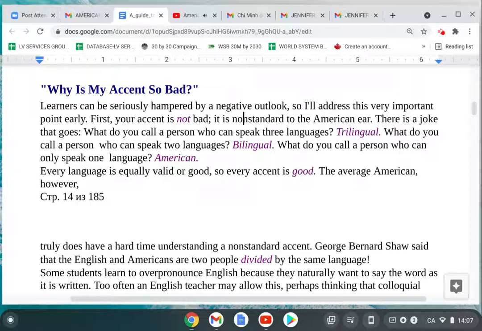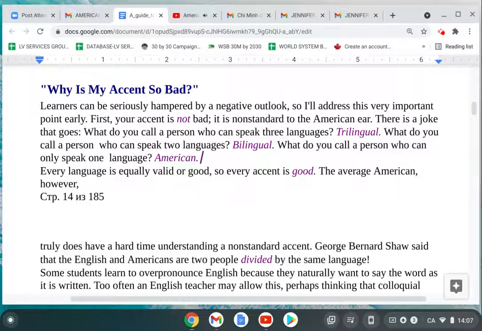There's a joke that goes, what do you call a person who can speak 3 languages? Trilingual. What do you call a person who can speak only 2 languages? Bilingual. What do you call a person who can only speak 1 language? American. Every language is equally valid or good, so every accent is good.